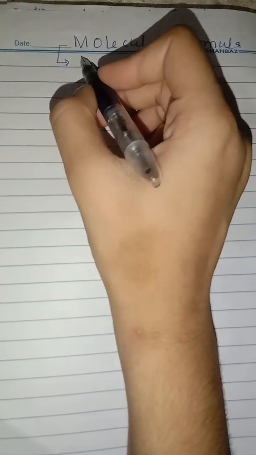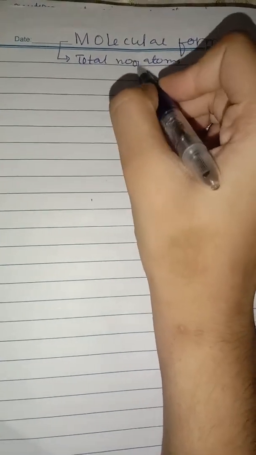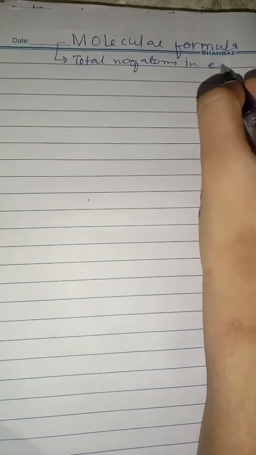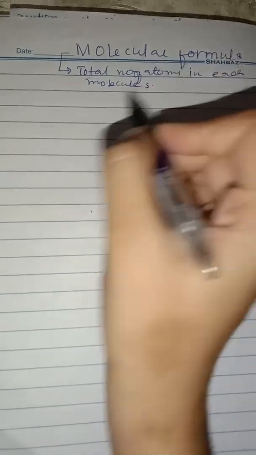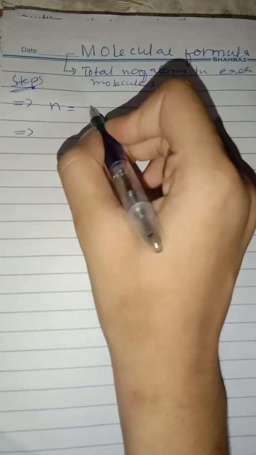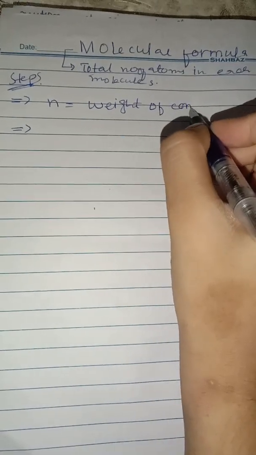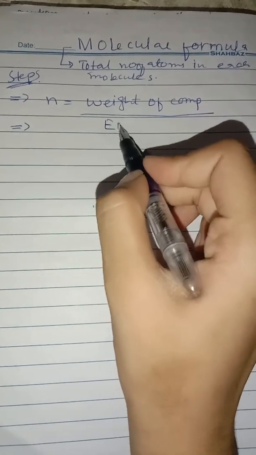What is molecular formula? Molecular formula is the total number of atoms present in each molecule of any substance. There are two steps to find the molecular formula. Step number one: n is equal to the weight of compound divided by the empirical formula's weight.